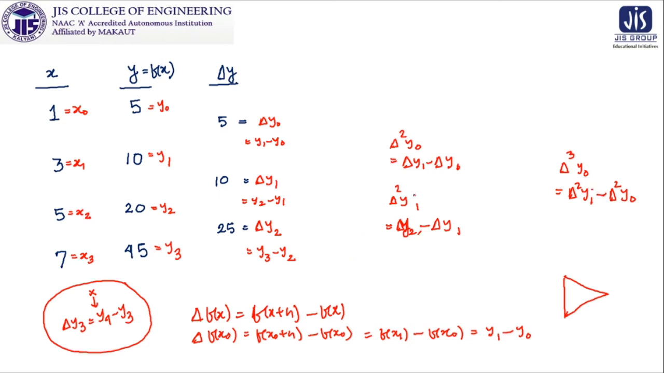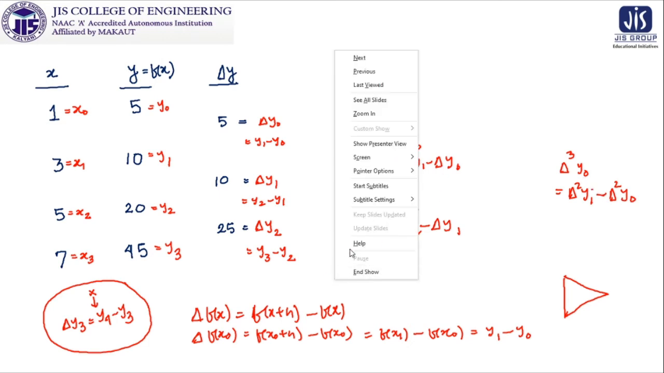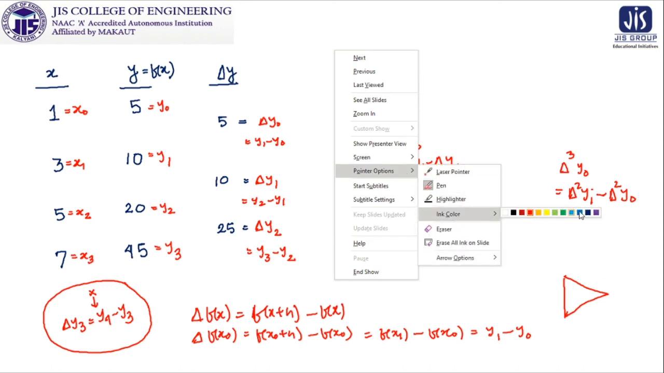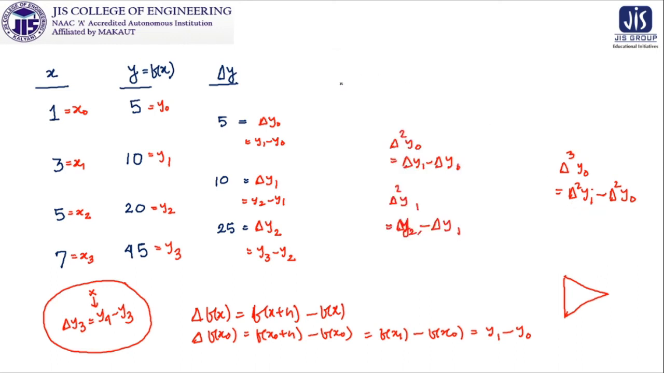Now we have to fill the data according to the given information. Look at this, it will be our column for del 2 y and it will be our column for del 3 y. Here del y1 minus del y0, that is 10 minus 5, we get 5, and it is 25 minus 10, that means here we get 15, and here it is 15 minus 5, that is we get 10.